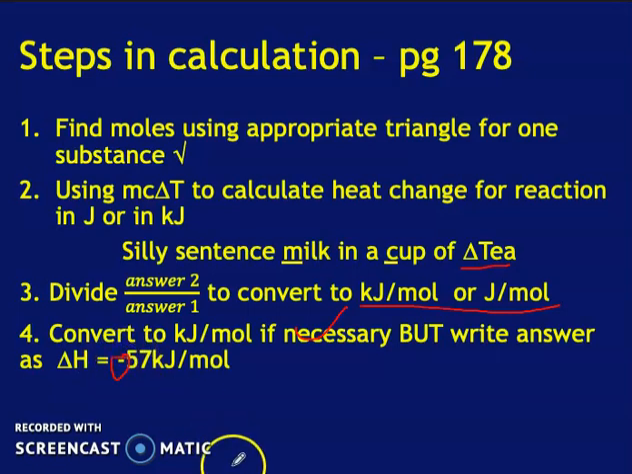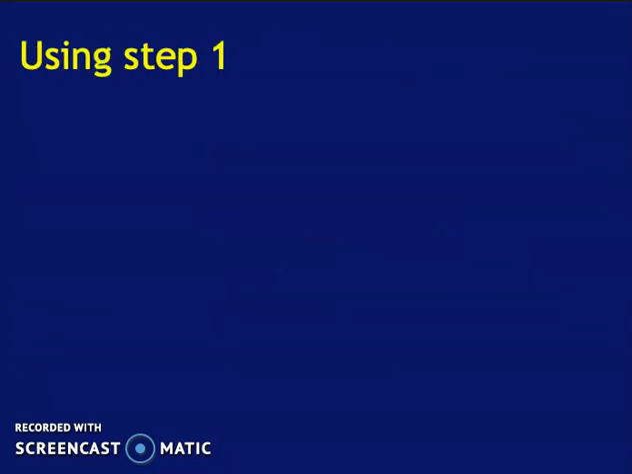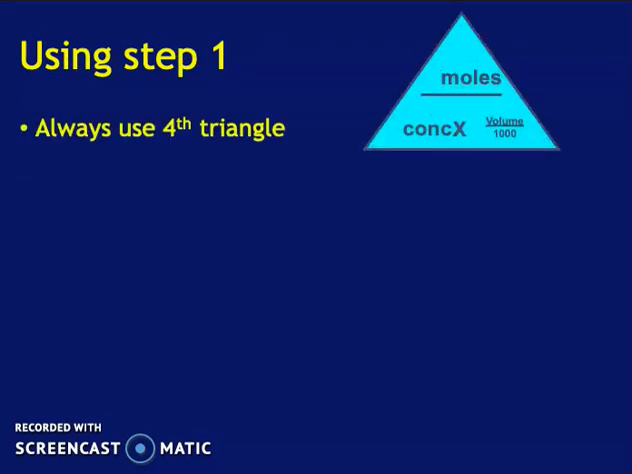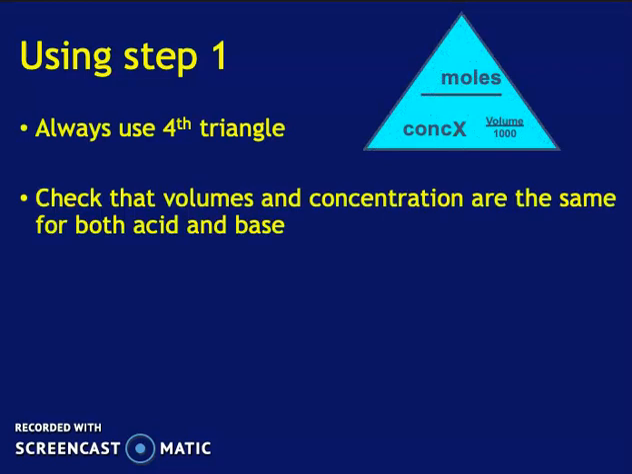If you do not do this, this is how you lose the final 3 marks, and you would be amazed at how many people do that. So just to go through our steps. Using step 1, we're always using the fourth triangle no matter what. You just make sure that the volumes and concentrations are the same for both acid and base, because if they are, no matter what you put into this triangle, you're going to get the same answer.